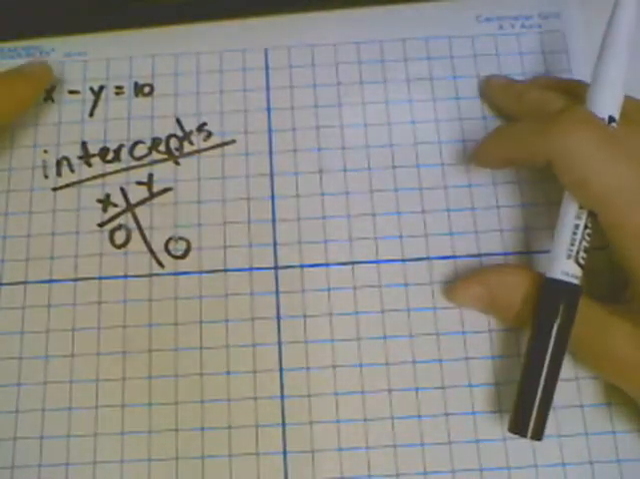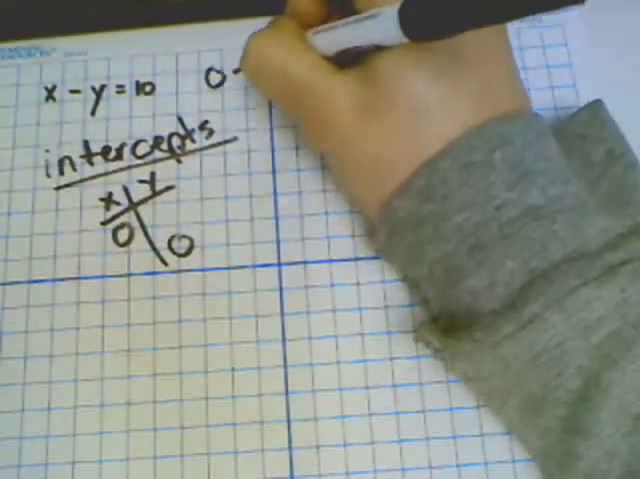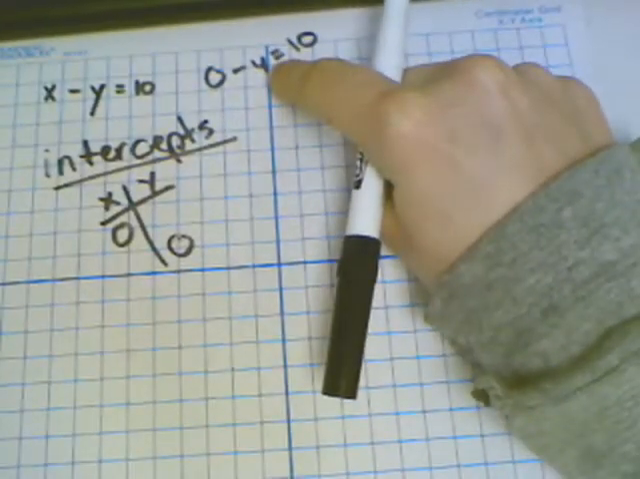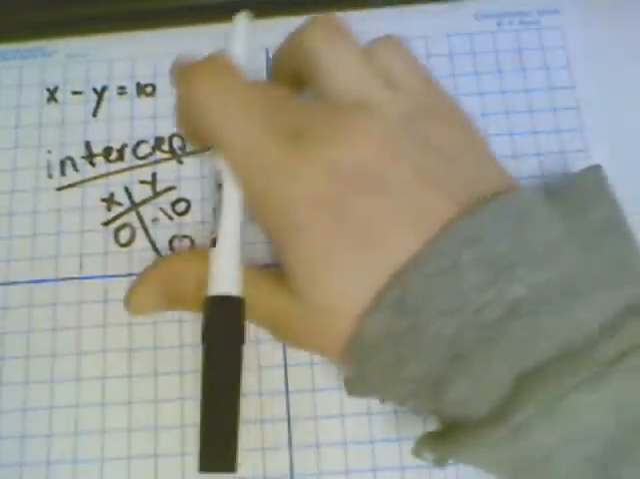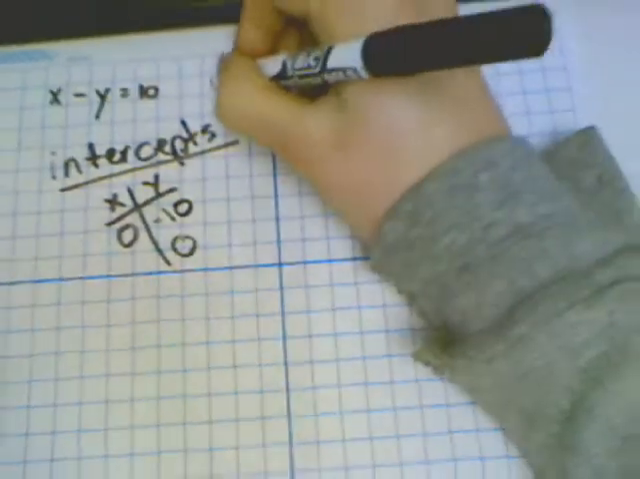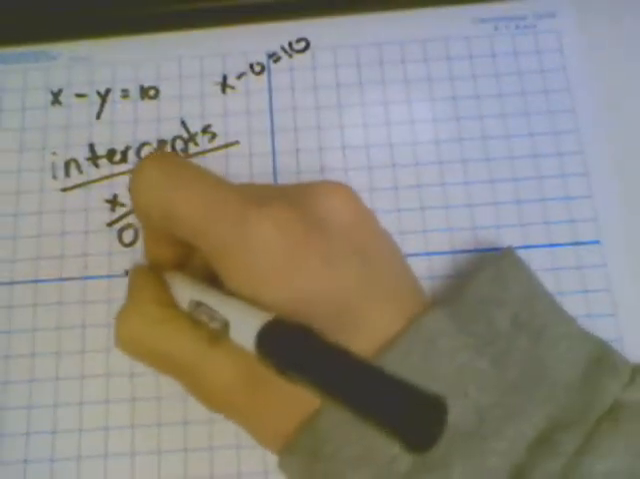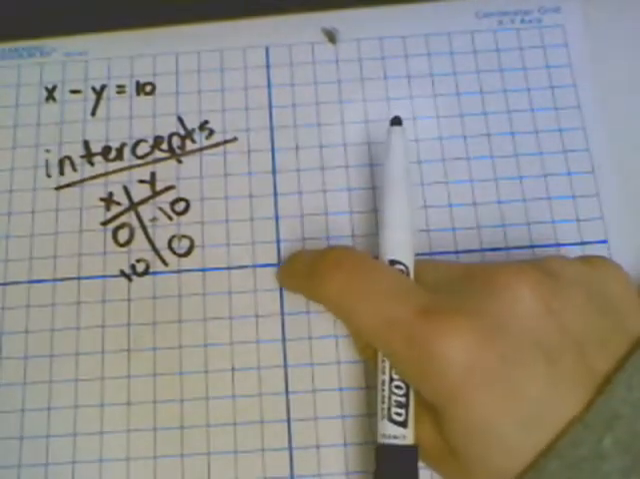If I plug in 0 for x, I get the equation 0 minus y equals 10. Well, what is the value for y? Negative 10. If I plug in 0 for y, I get the equation x minus 0 equals 10. Well, what is the value for x then? 10. So let's graph these 2 points.